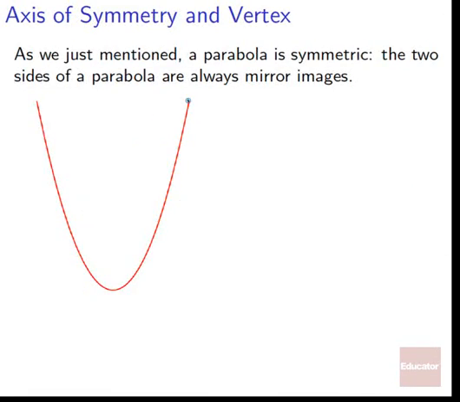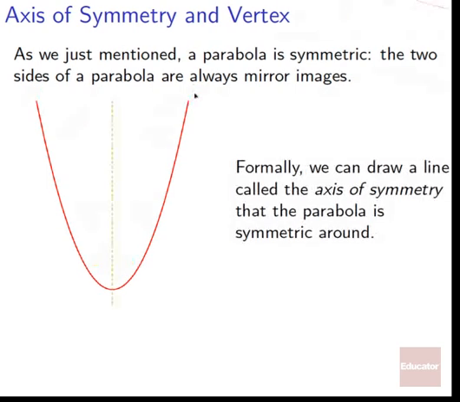As we just mentioned, a parabola is symmetric. The two sides of a parabola are always mirror images. If we look at the left side and we look at the right side, they're doing the same thing all the way to this bottom part. And if we go up, we keep seeing the same thing. We don't have arrows continuing it up, but it's going to be true forever, as long as we're going up.